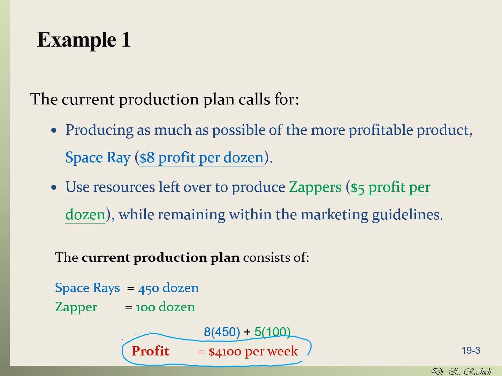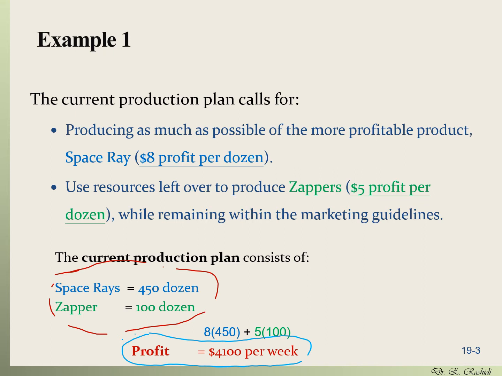This is the current production plan that they use. We want to model this problem as a linear programming model, and then find the best solution. That means the production plan that is going to maximize the profit. We're going to see whether we can find a production plan that can beat the $4,100 per week that they currently use.